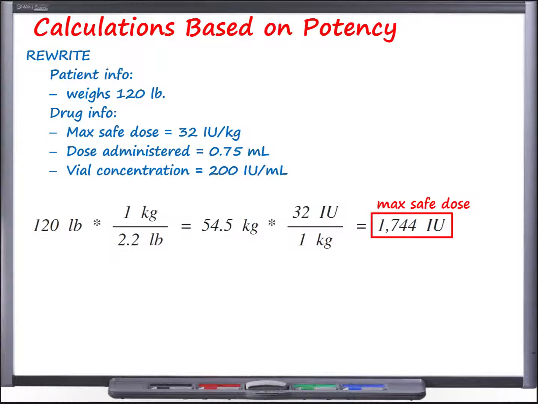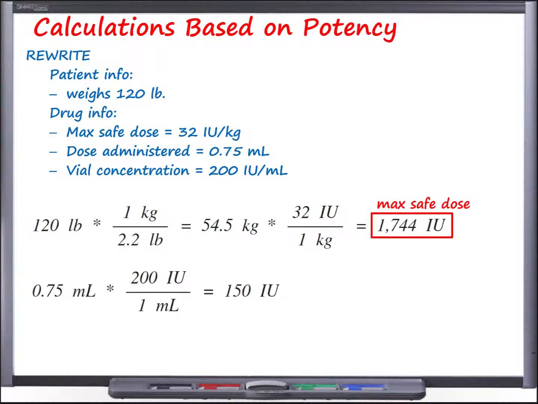If we give them less than 1,744, they probably won't have any side effects. But if we give them more than that number of units, then we would expect them to have some potentially adverse reactions. So let's now calculate how many units we're going to actually be giving our patient.